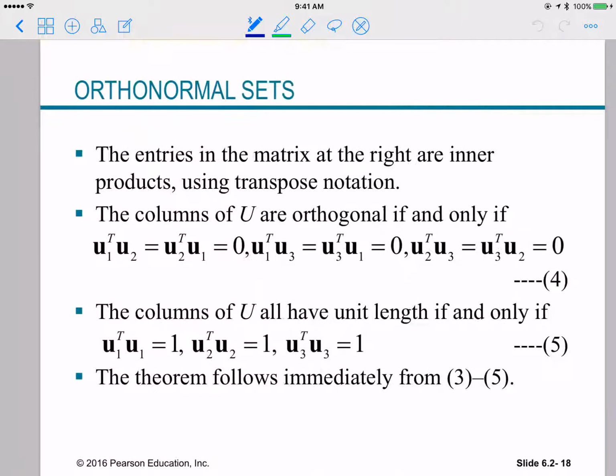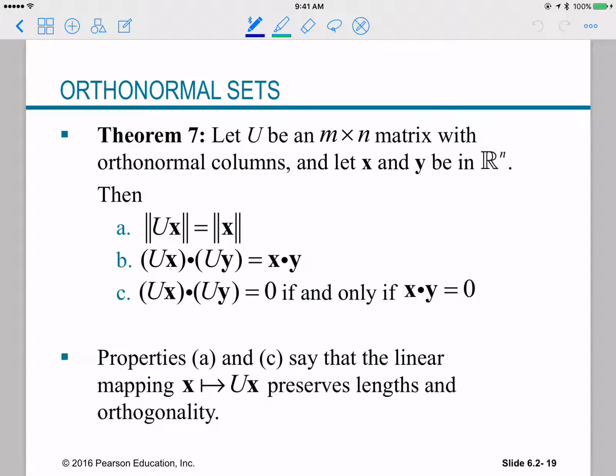Okay, so now let's study a few interesting properties of this orthonormal set. Suppose your matrix U is composed of orthonormal columns. This is a 5 by 3 matrix, where we have 3 vectors that are orthogonal to each other, and the length of each is just 1.